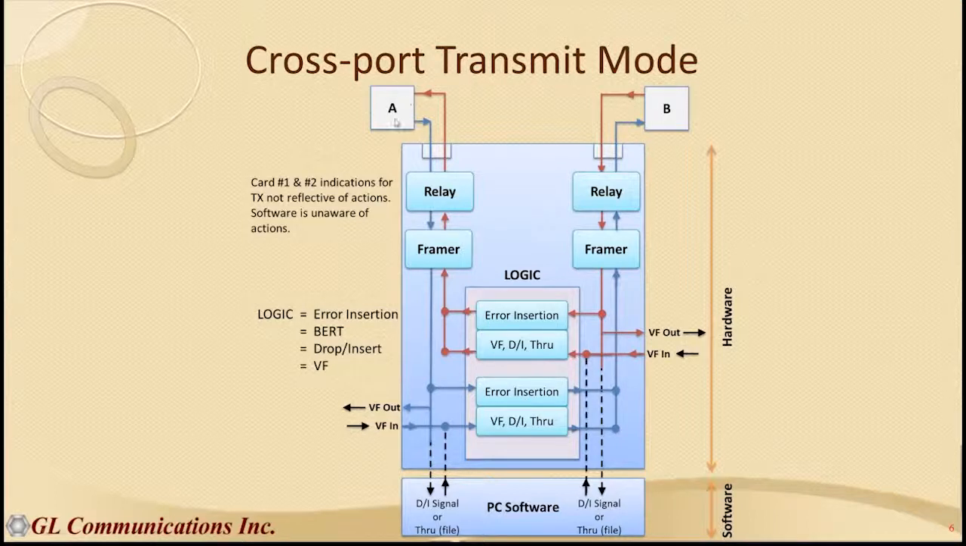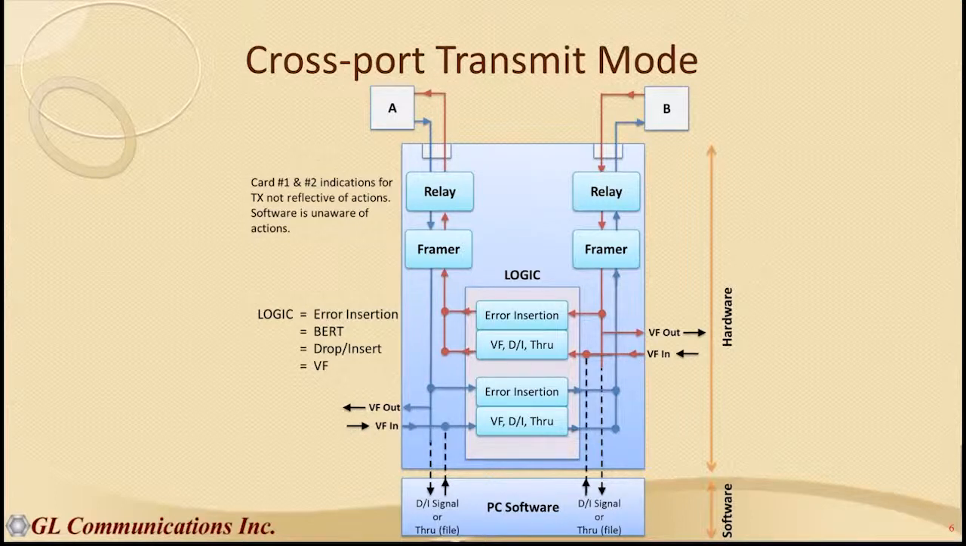So, for example, from the A to B direction, you could route the A signal through in this direction and back out to B. And if you wanted, you could insert errors, insert a VF signal, drop and insert data without disturbing the other time slots.